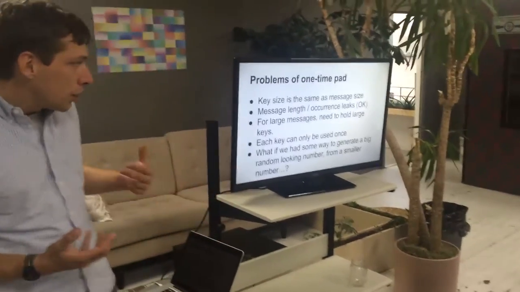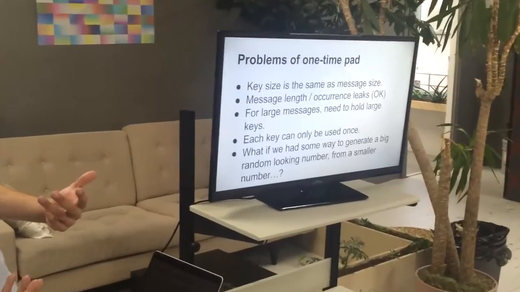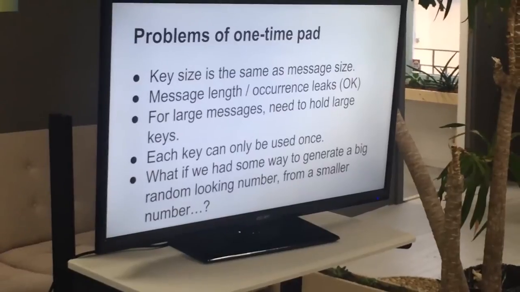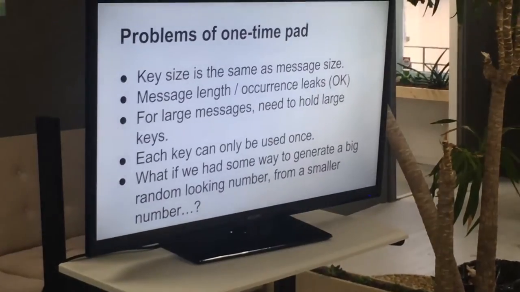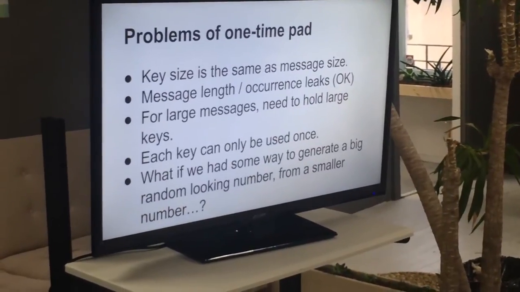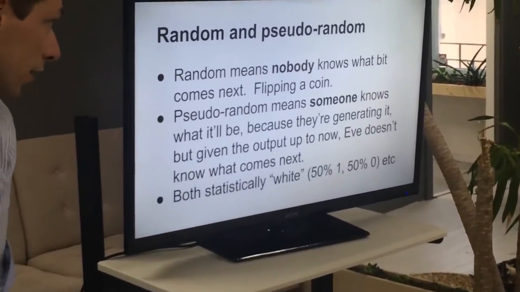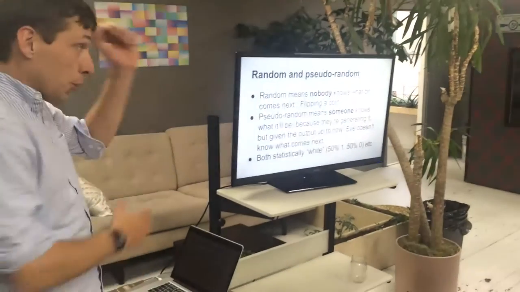But what if we had some way to generate a big random number from a smaller random number? So if we could sort of extend this key. We share like a 1 kilobyte key that's a bunch of ones and zeros, it looks random, and then we can stretch that out so that we can use it for larger files. That's what people do a lot.